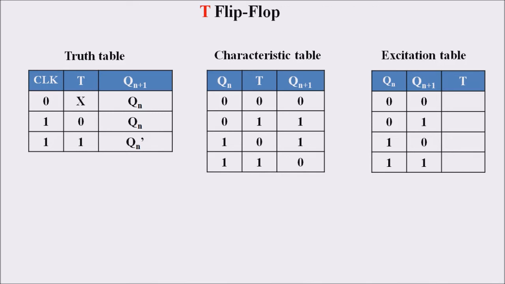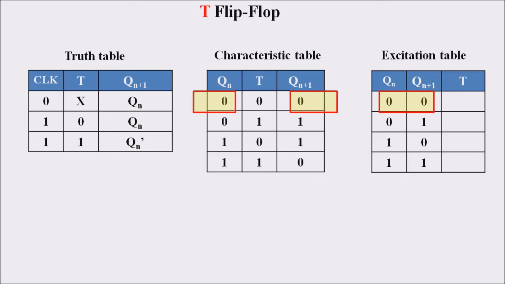So if we are moving towards the excitation table, this excitation table is designed with the help of a characteristic table, and this excitation table is used to convert the different flip-flops as well as for the condition of counters. So excitation table is very much important, and this excitation table is formed with the help of a characteristic table. So the input values of the excitation table are Qn as well as Qn plus 1, and the output is the T. So the different combinations are 0 0, 0 1, 1 0 and 1 1.